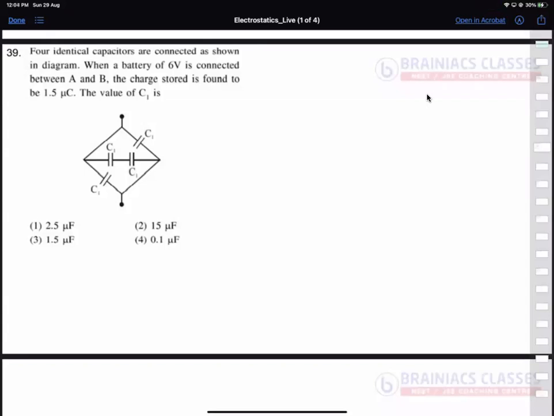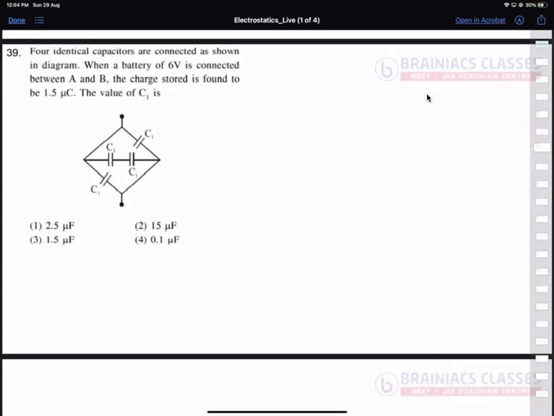Okay. So last session we discussed question number 38, electrostatics. This is a combination of chapters: electric charge and electric field, electrical potential and capacitance, placed together as questions here. So we'll continue from question number 39 onwards.